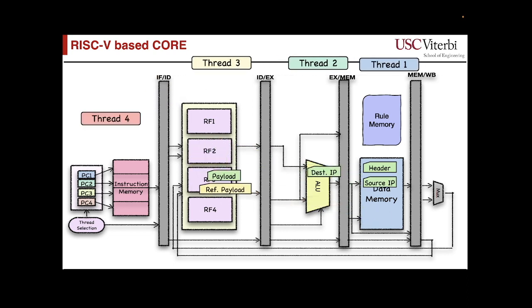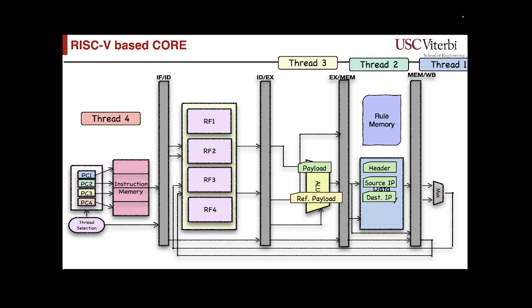Thread 3 and thread 4 look for malicious patterns in the payload. These threads use rule memory, which is specifically used to store known malicious patterns and to compare with the payload. If any malicious pattern is present, then the packet will be dropped.